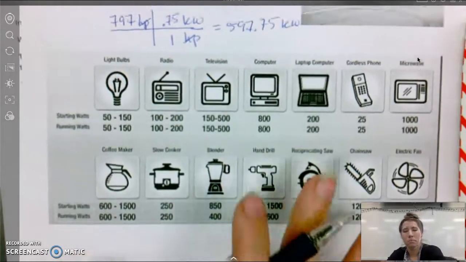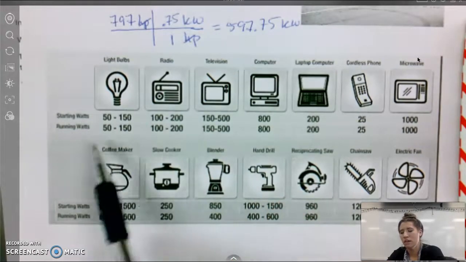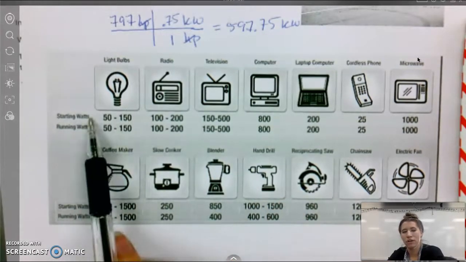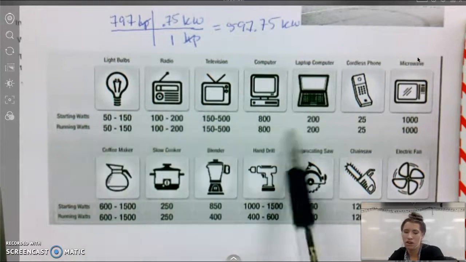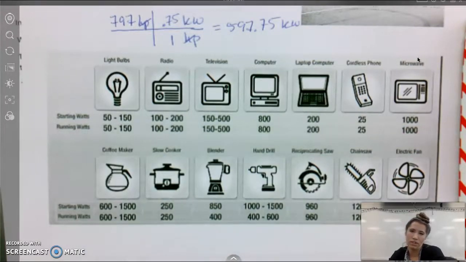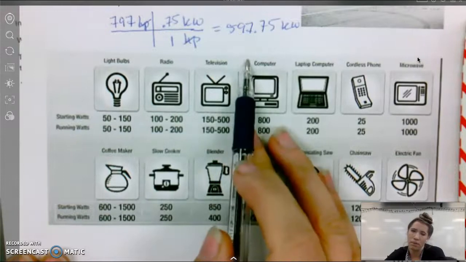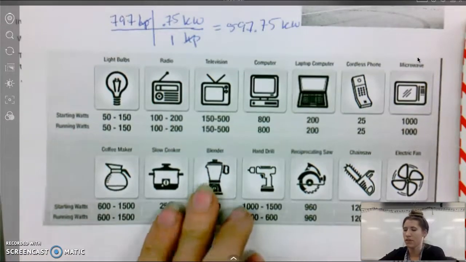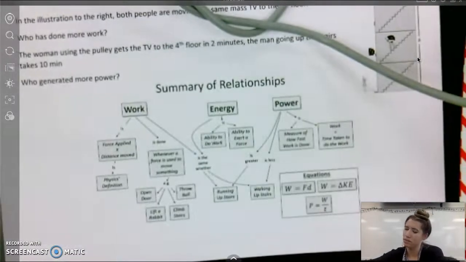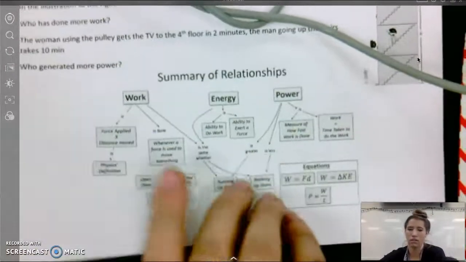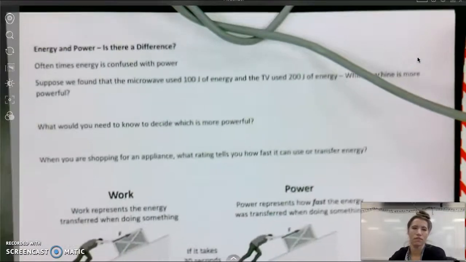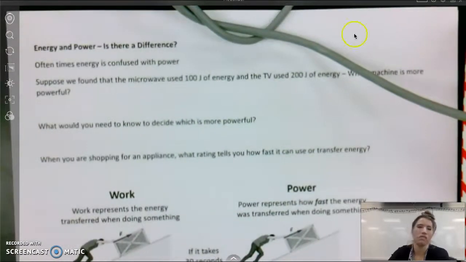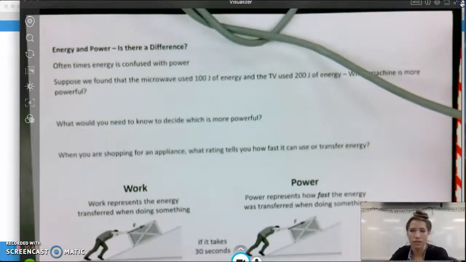I want you to just take a moment, you could even hit pause, and look through how many watts are used for these common household appliances, just so you can start making comparisons and get a well-rounded idea of what we mean by a watt and how that compares.